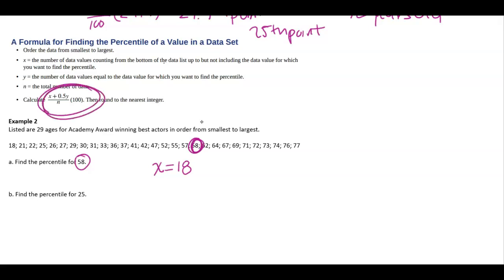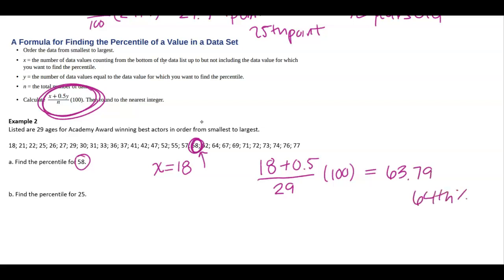So our calculation here is we're going to take 18. Now there's only one 58, so we're going to add half a data point to make sure that it is included in our percentile calculation. Divide by 29 and multiply by 100. That ends up giving us 63.79, or we can say the 64th percentile.